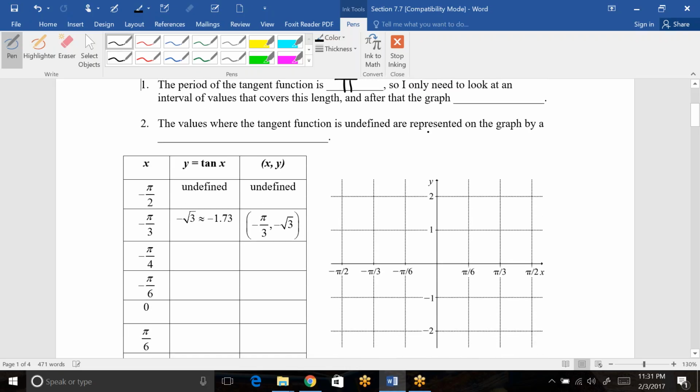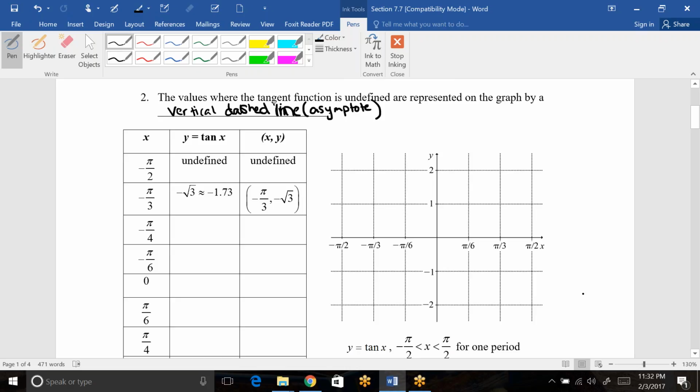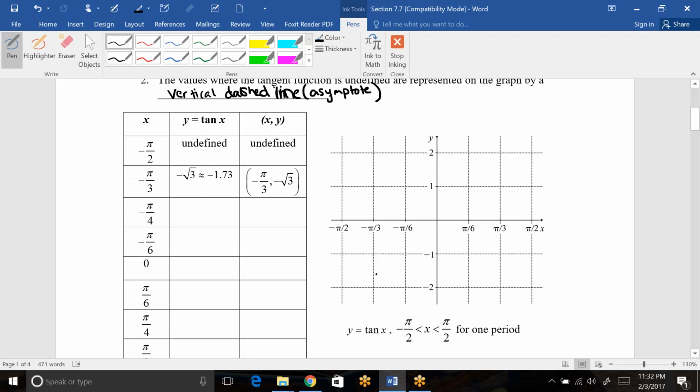The values where the tangent function is undefined are represented on the graph by a vertical dashed line, which in math we call an asymptote. Okay, which is a kind of imaginary line that we're not supposed to cross. So at negative pi over 2, tangent is actually undefined.